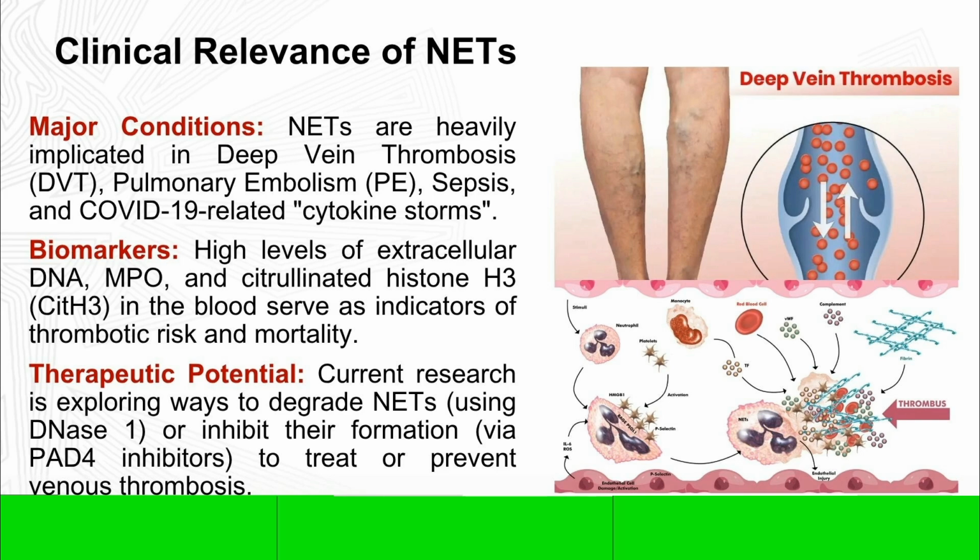High levels of extracellular DNA, MPO, and citrullinated histone in the blood serve as biomarkers of NETs, indicating increased risk of thrombosis and can also suggest more severe disease or higher mortality. And lastly, current treatments are being studied to target NETs, in which DNase 1 helps break down NETs, while PAD4 inhibitors prevent their formation. These approaches may help reduce or prevent blood clots.